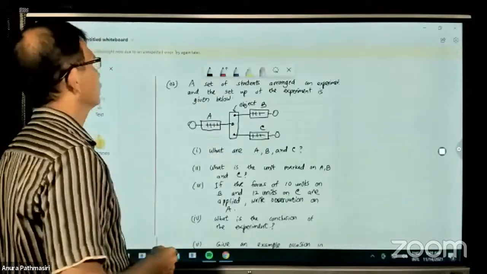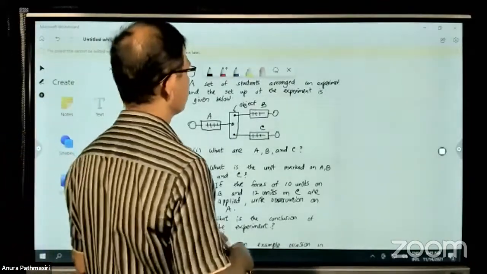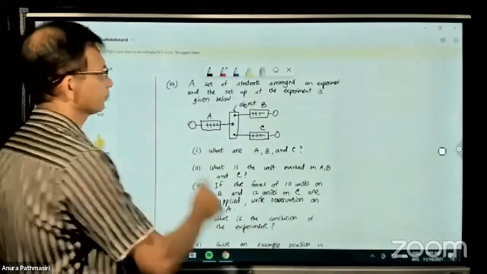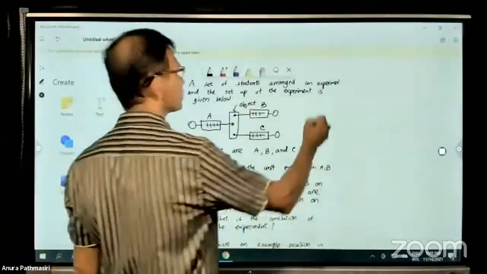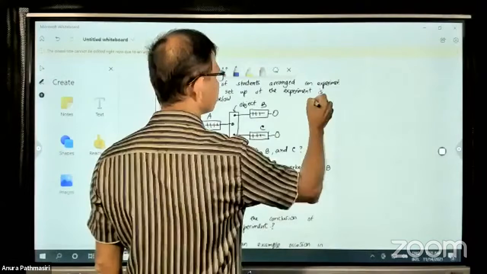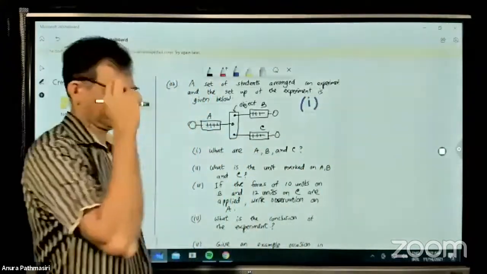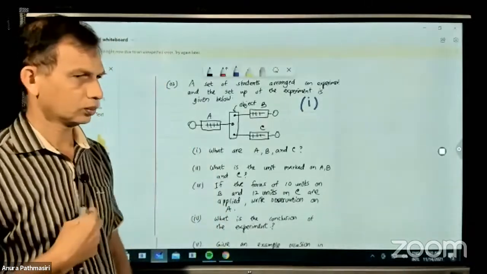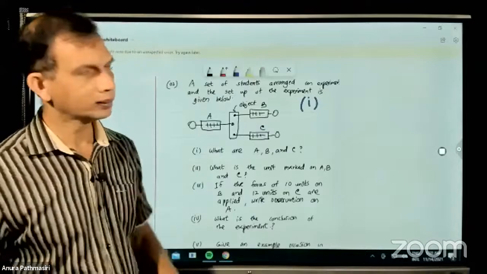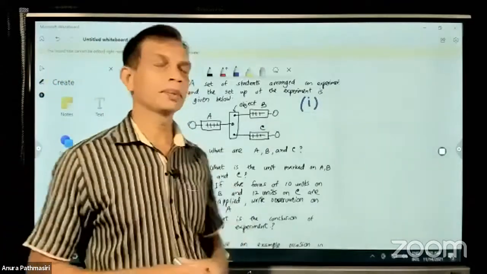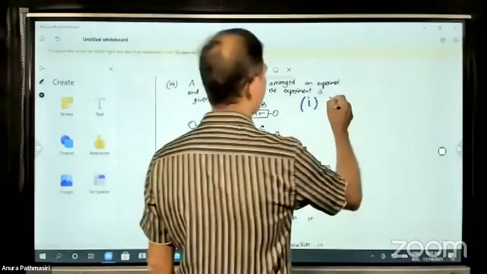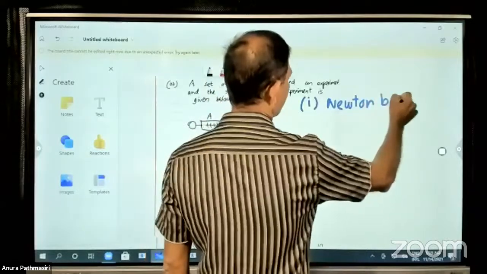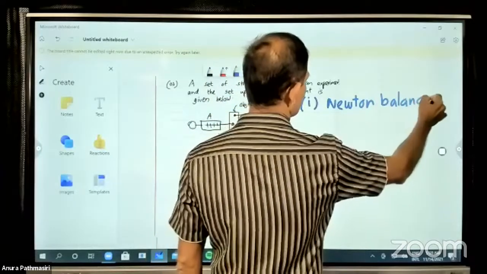A set of students arranged an experiment and the setup of the experiment is given below. Right, A, B, C there. What are A, B, and C? Unexpected answers. Spin balances. Newton spin balances. Yeah, they are Newton balances. You can say spring Newton balances.